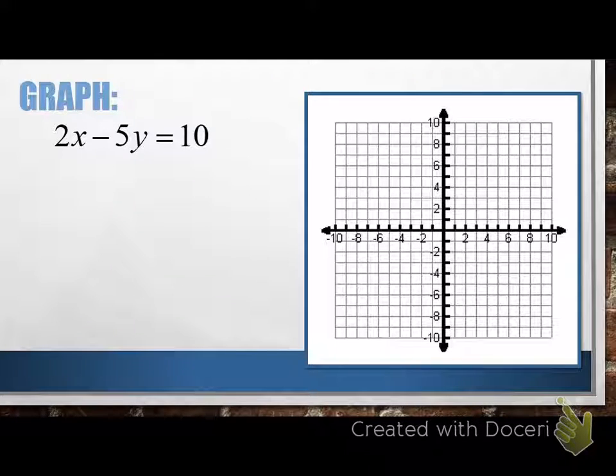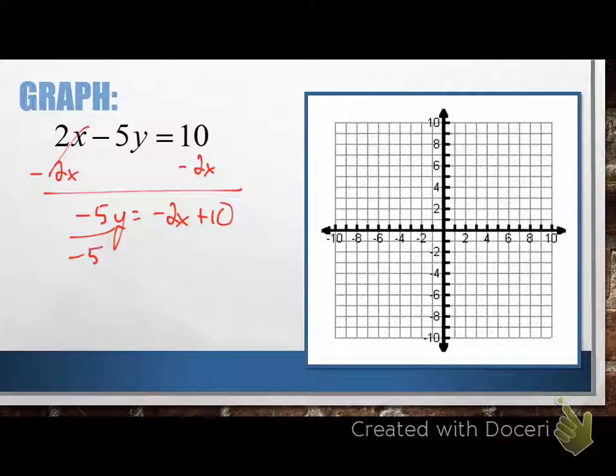All right, now here's a linear function that is not in slope-intercept form, so we need to get it in slope-intercept form. So first thing we do, subtract 2x from both sides. We've got to move that x term first, right? Bring down that minus sign as a negative for the 5y. Then we go through and divide everything by negative 5.